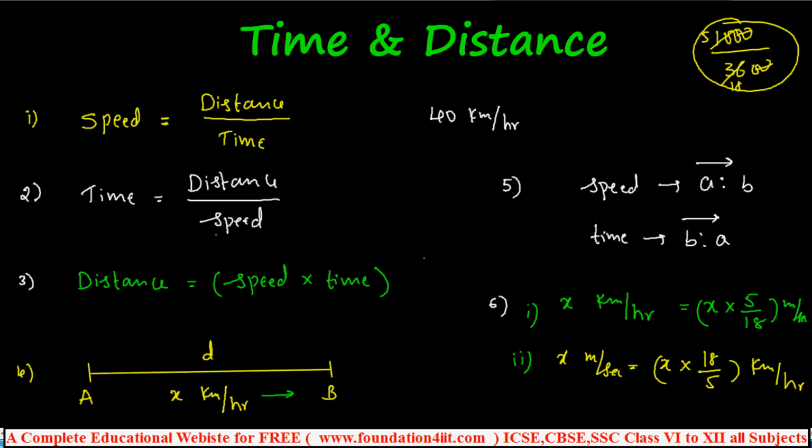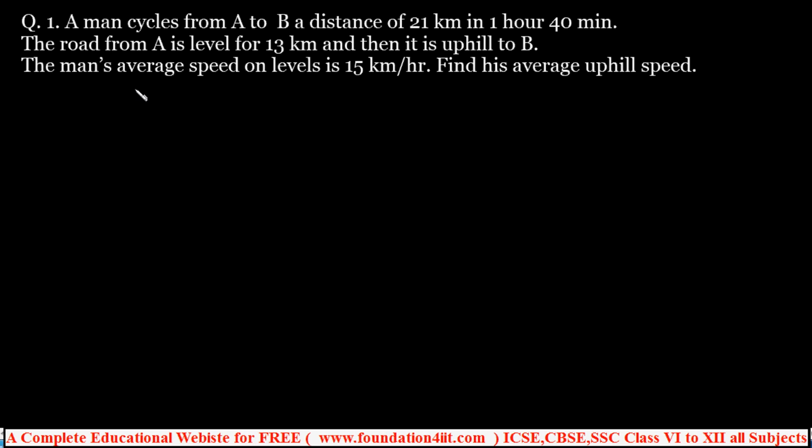Let me show you a few problems based on this time and distance now. We'll see the problems now. You can see the first question. A man cycles from A to B, a distance of 21 kilometers in 1 hour 40 minutes. So distance is 21 kilometers, time duration is 1 hour 40 minutes. That is from A to B.